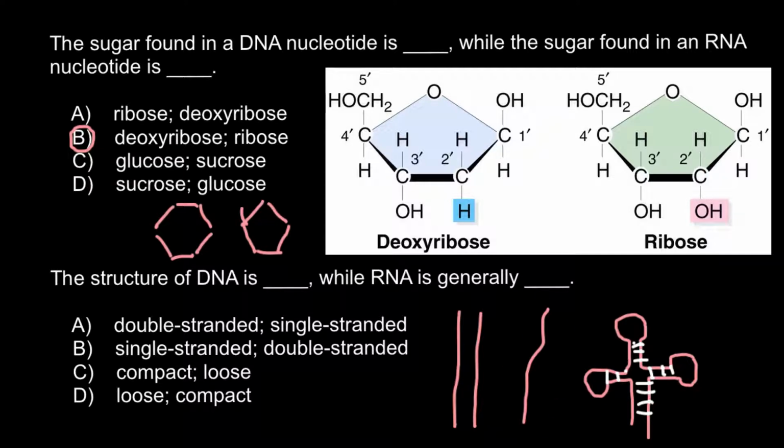Because in bacteria, messenger RNA, for example, would be transcribed and translated at the same time because it doesn't have a nucleus, but in organisms that have a nucleus, in such cells, transcription and translation would be separated in space and in time. So as you see, the correct answer would be answer A. The structure of DNA is double-stranded, while RNA is generally single-stranded.